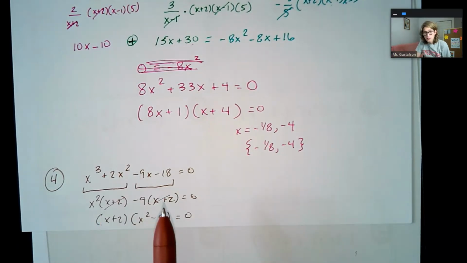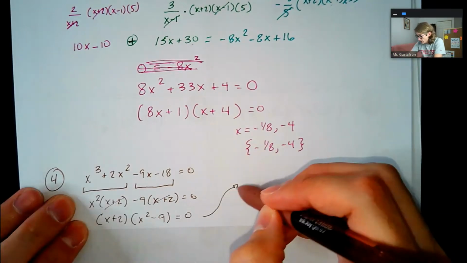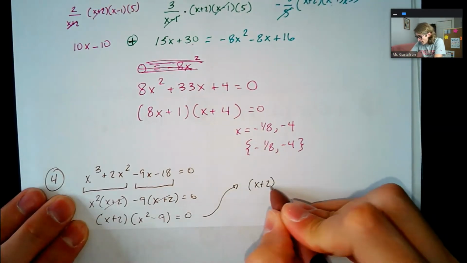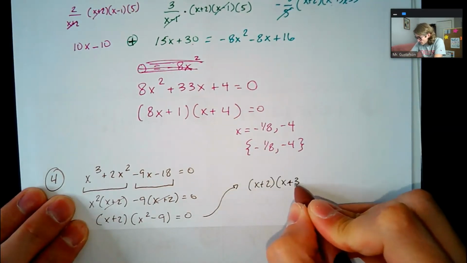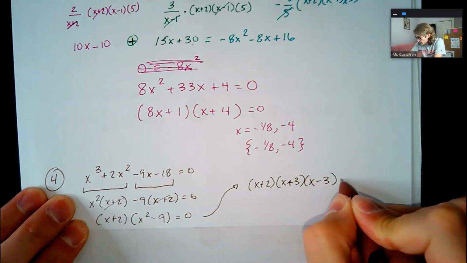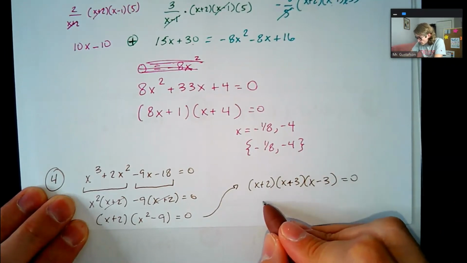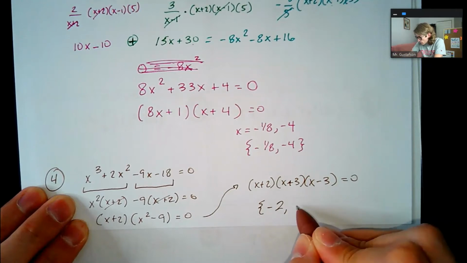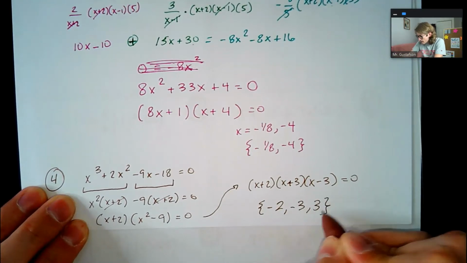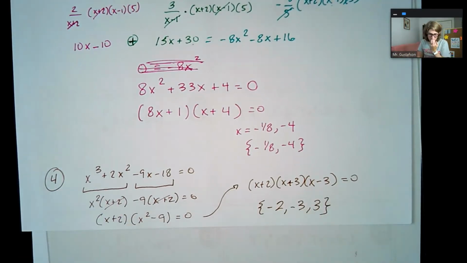Go through that slowly. But to finish this problem, we have x plus 2. X squared minus 9 actually factors. We did this yesterday. So our solution set, being careful, write your work, don't be lazy like I'm being, is negative 2, negative 3, and 3. Okay.